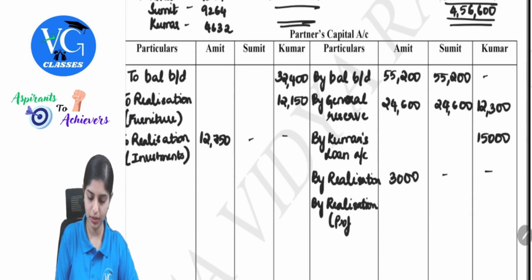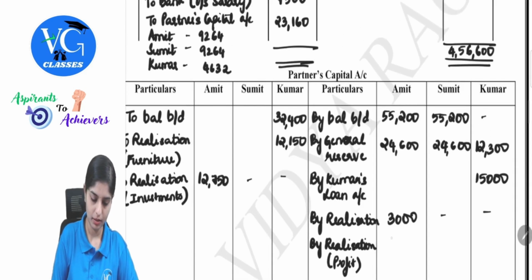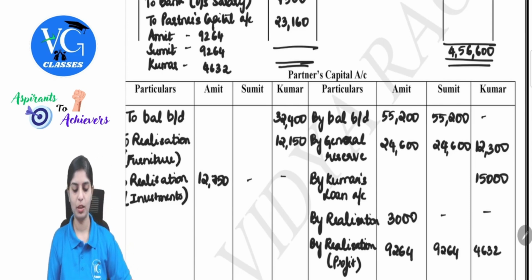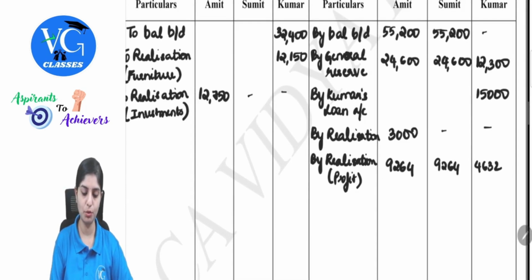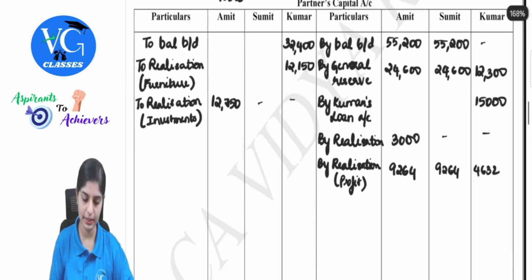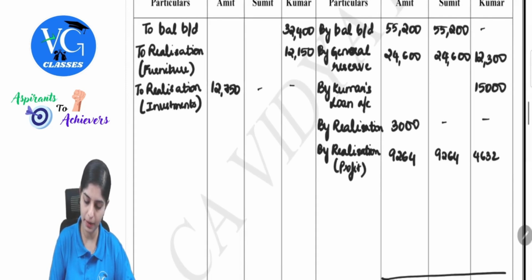This is profit. 9,264, 9,264, 4,632. So all entries which are supposed to be done in the capital are also considered. So we will close the capital account.